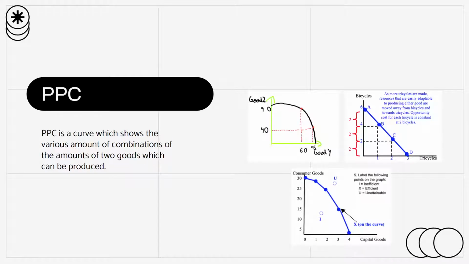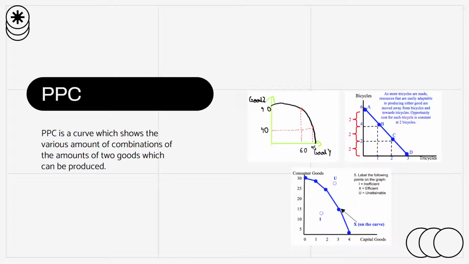And that ties into the production possibility curve, which is the next part of this topic. The production possibility curve is a curve which shows the various combinations of two goods that can be produced. For example, if you look at the graph over here, bicycles and tricycles are the two goods that it shows. If I want to make two tricycles, it's only possible for me to make two bicycles. If I make four bicycles over here, I can only make one tricycle. It basically shows how much of one good you can produce if you're producing this amount of the other good.